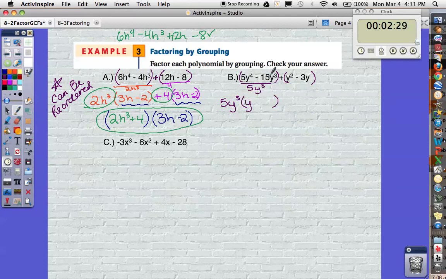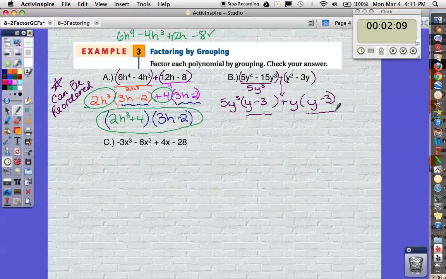Y minus 3, and the y's are gone. In the second binomial, I can take out a positive y. You need to keep that plus sign, so that doesn't go away. And then I have y minus 3 left on the inside. Notice they match. This is called factoring by grouping.